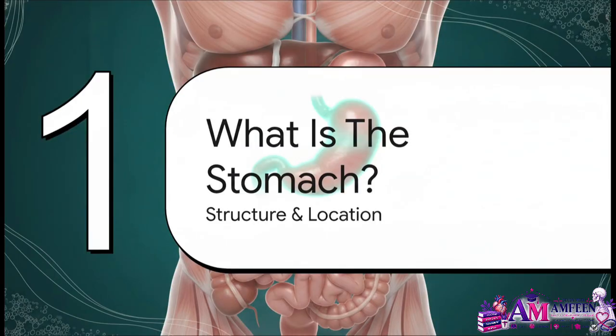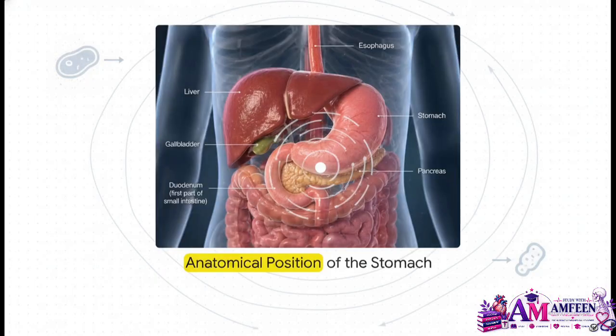Section 1. What is the stomach? The stomach is a J-shaped muscular organ that forms an important part of our digestive system. It is located right between the esophagus and the duodenum, which is the first part of the small intestine. Most of the stomach actually lies in the upper left part of the abdomen. Its main job? To receive and temporarily store food, mix it with gastric secretions, and gradually release the partially digested food into the small intestine.